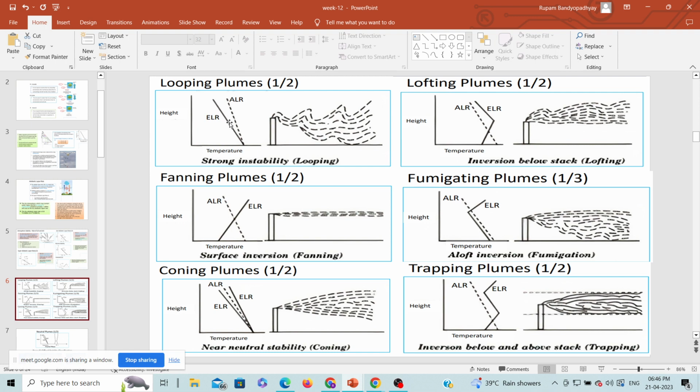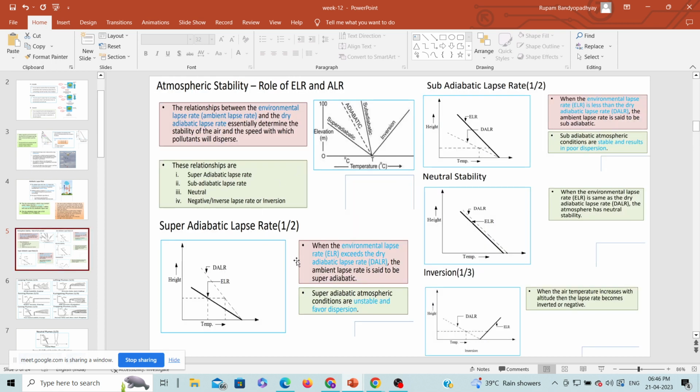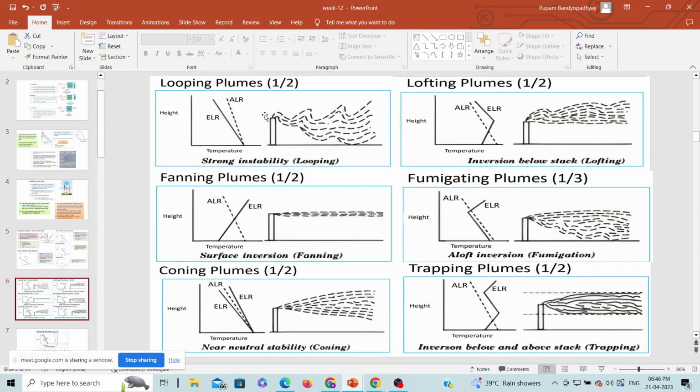So ELR is greater than ALR, that is the adiabatic lapse rate. Generally you consider the dry adiabatic lapse rate. So when ELR is greater than ALR, that is the super adiabatic condition, the plume behavior will be looping. It will come near to the ground and disperse like this. And fanning plume is when the inversion condition occurs.